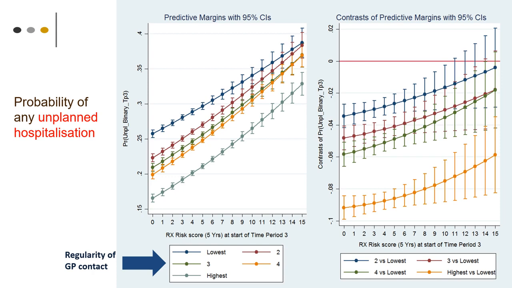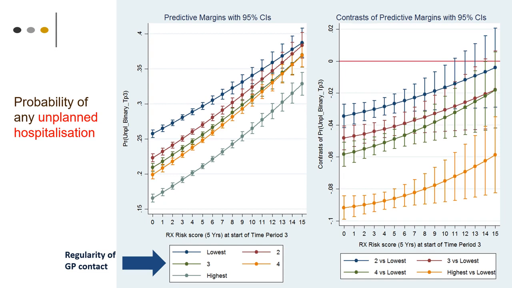The next 3 slides show the results of the multivariable logistic regression across the 3 definitions of PPH in terms of the predicted probability of a potentially preventable hospitalisation. Each slide has 2 graphs. The left-hand graph illustrates the predicted probability on the y-axis of a PPH for an individual in each regularity quintile, lowest to highest, depicted as the coloured lines with 95% confidence intervals across multimorbidity, which is on the x-axis.